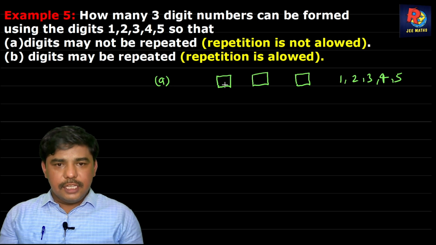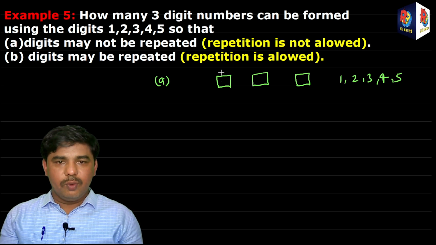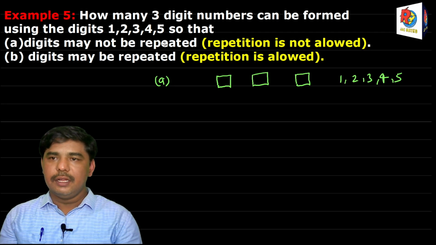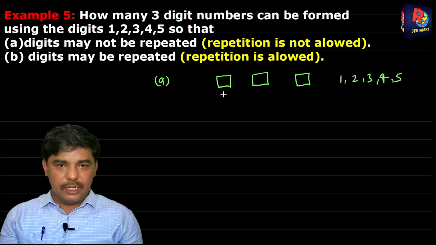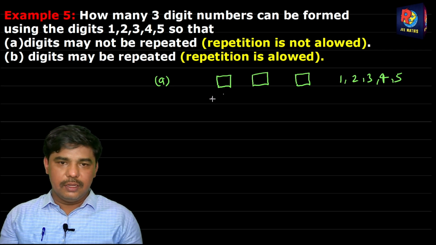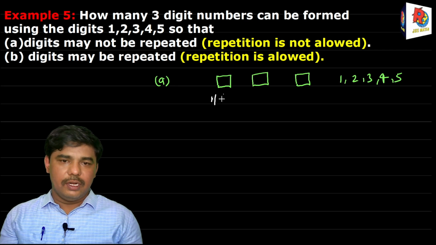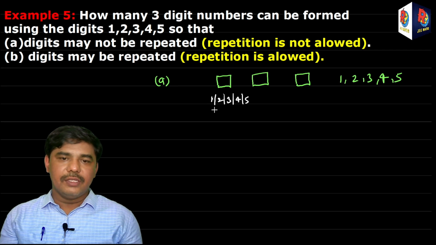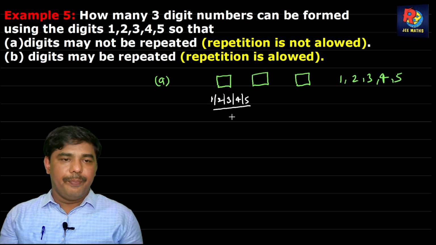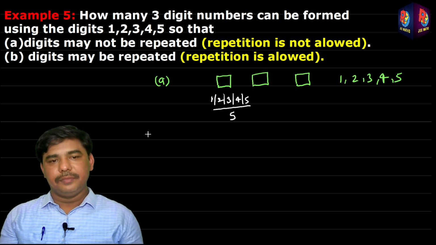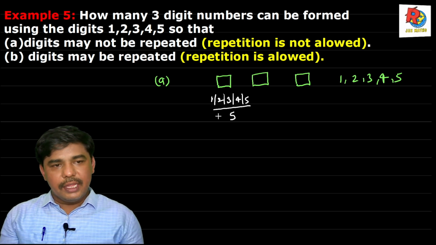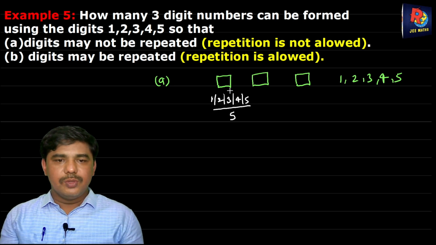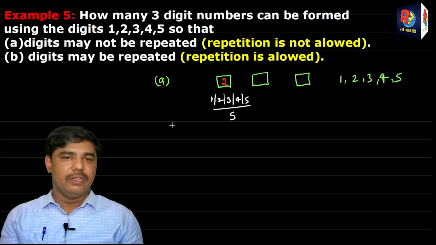If you want to fill up this first place, how many choices are there? We can fill 1, or 2, or 3, or 4, or 5. 5 choices are there. After filling this, repetition is not allowed. For example, I have chosen 2 here, no issue about that.